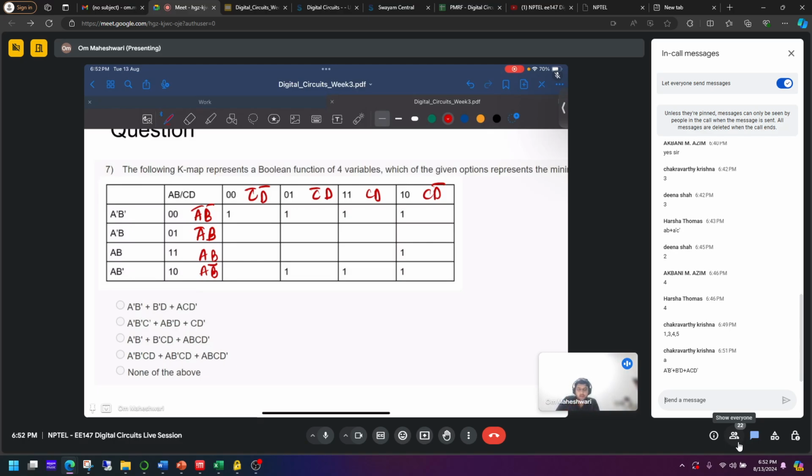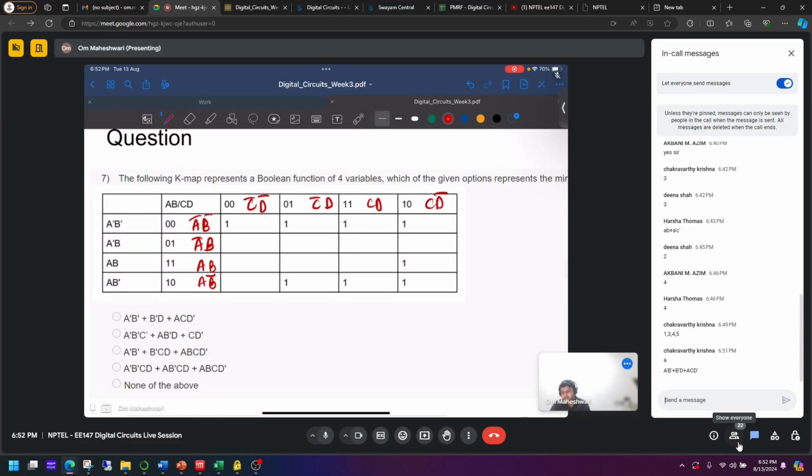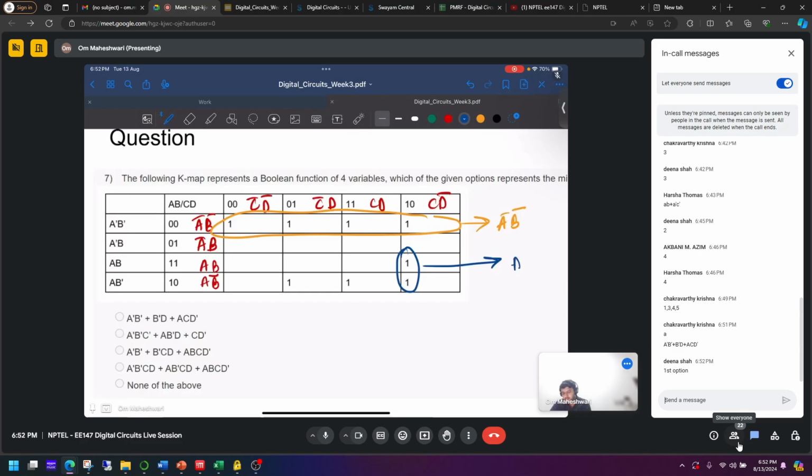Okay, so we have got one answer. It is A bar B bar plus B bar D plus something. Okay, it's correct. So we just have to form the groups. This is one of the largest groups that I can see. A bar B bar. Next, I can form a group of these two. This is A, this is C D bar. This is A C D bar.